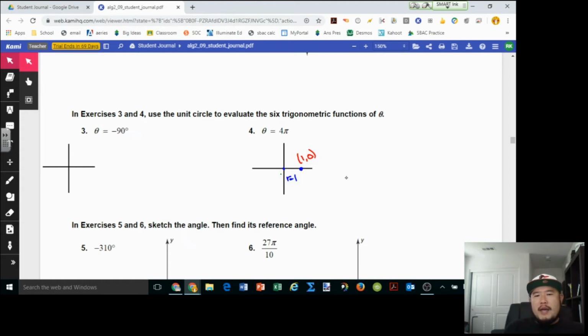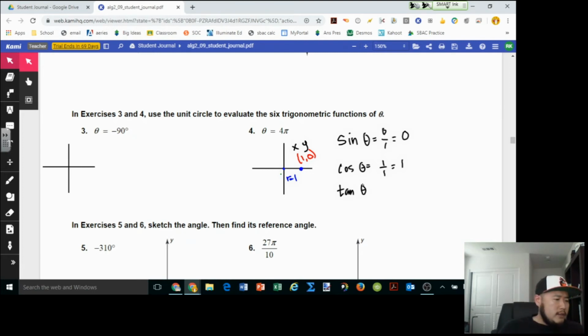So now we know what x is, we have y, and we now have r. And that should get us to our answers, and we do the same thing. Our sine theta ends up being y over r. So we have ourselves 0 over 1. That equals 0. We have cosine theta is x over r, which is 1 divided by 1, which will end up equaling 1. Next up, we have tangent theta, which happens to be y over x. And so we end up with 0 divided by 1, which ends up equaling 0.